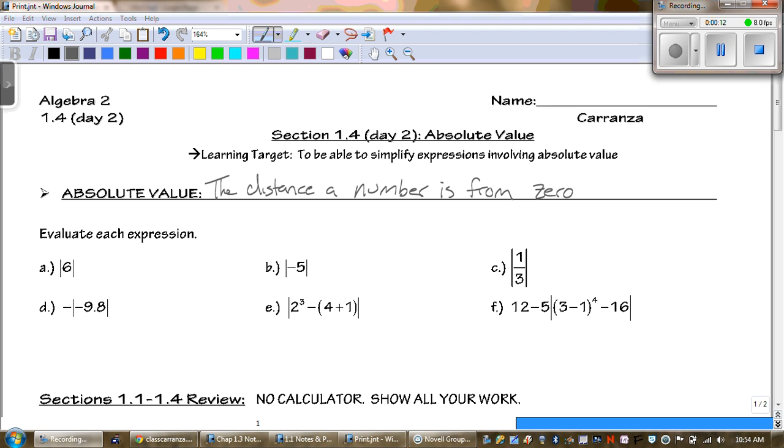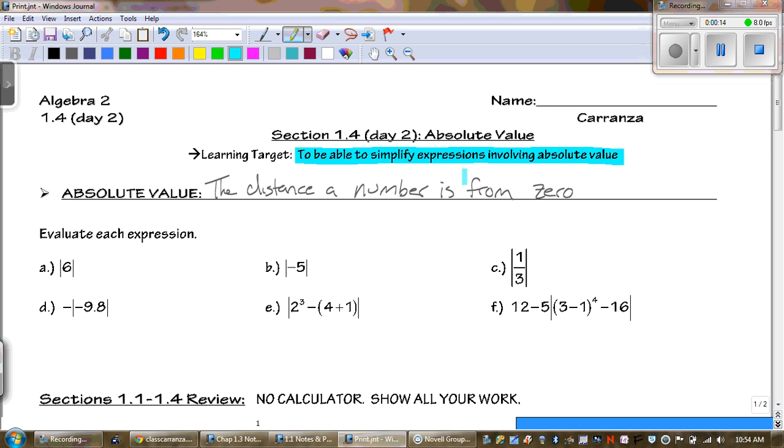Today we're talking about absolute value. Our learning target today is to be able to simplify expressions involving absolute value. Now, as Ms. Carranza said in class, this is going to be one of the shortest notes that you're ever going to have to take. Absolute value is the distance a number is from zero. Keyword right here is distance.